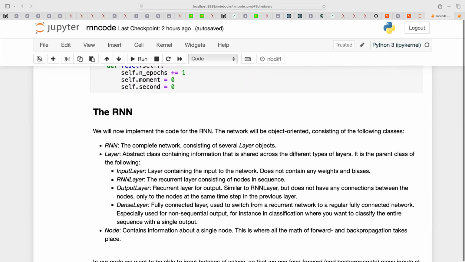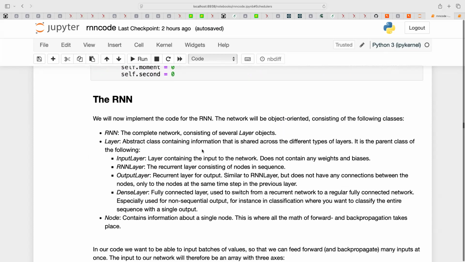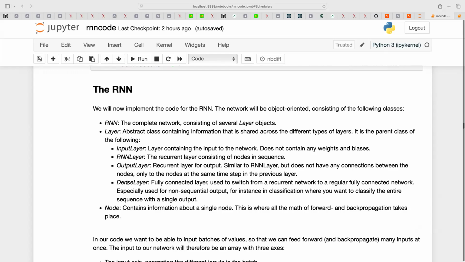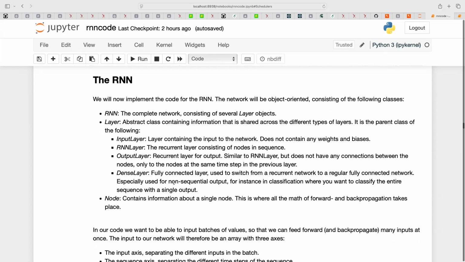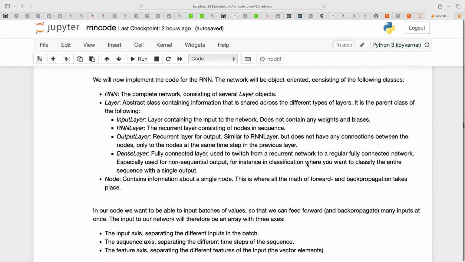So there's going to be the complete network of several layer objects. There's a layer class, an abstract class which contains information that is shared across the different types of layers. And it is the parent class of input layer, recurrent NN layer, and the output layer. And then dense layer, which is a fully connected layer, used to switch from a recurrent network to a regularly fully connected network. And this is especially used for non-sequential output.